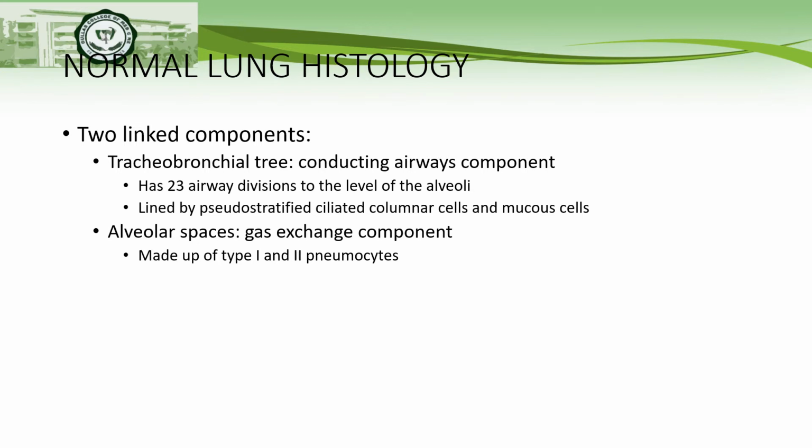The lungs can be conveniently viewed as two linked components, the tracheobronchial tree and the alveolar spaces. The former is the conducting airways component, which consists of approximately 23 airway divisions to the level of the alveoli, and they are lined by pseudostratified ciliated columnar cells and mucous cells. The alveolar space, on the other hand, is the gas exchange component and is made up of type 1 and 2 pneumocytes.